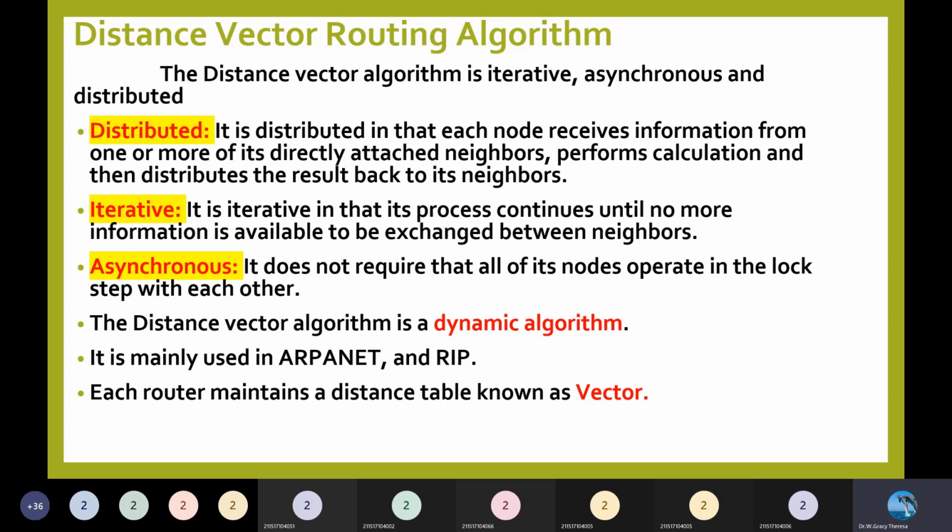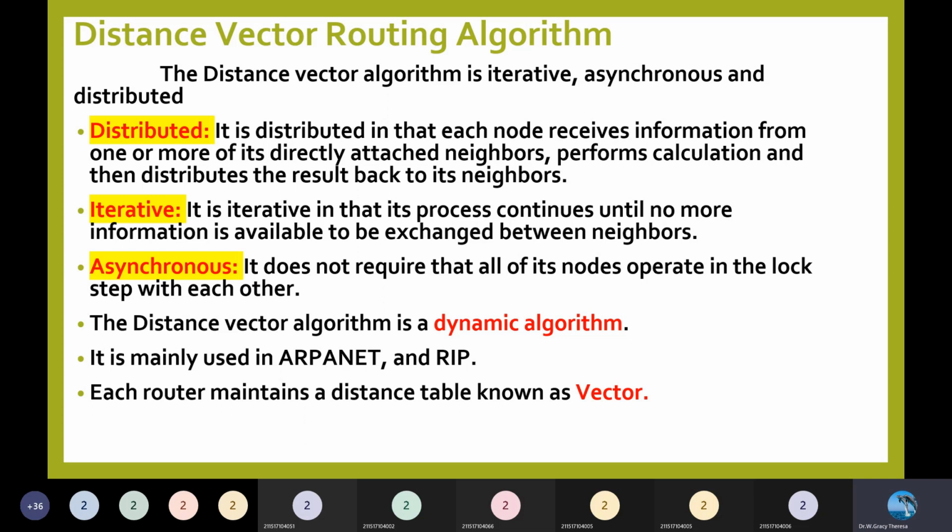That is something called distributed. One of the characteristics of the distance vector routing algorithm is that it is distributed, in the sense that it gets directly involved with its neighbor, gets the information of its table, updates its own, and then sends its updated information directly to its neighbor. So this is distributed in a way.